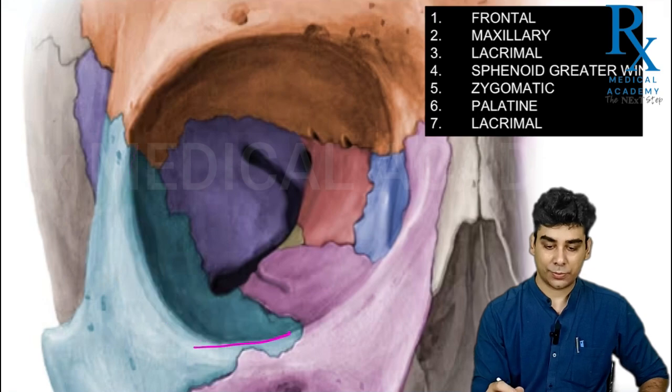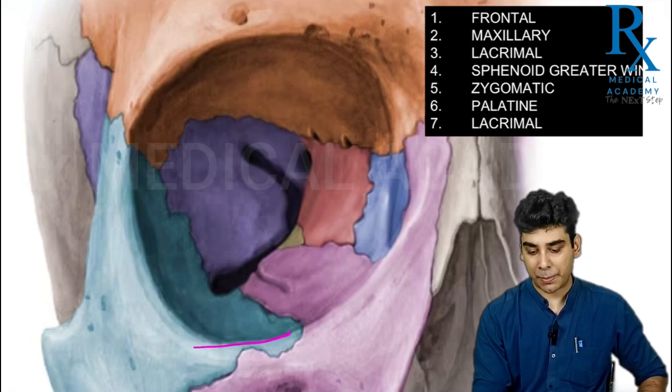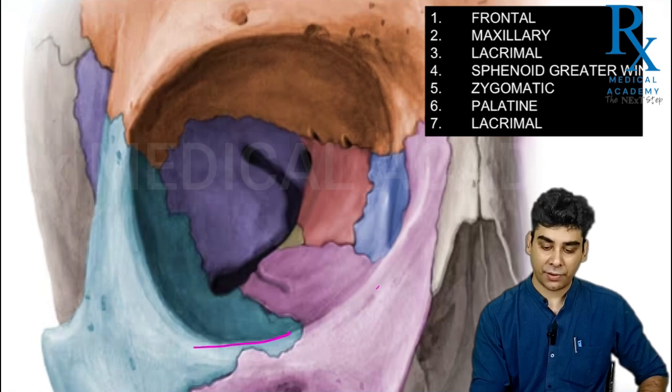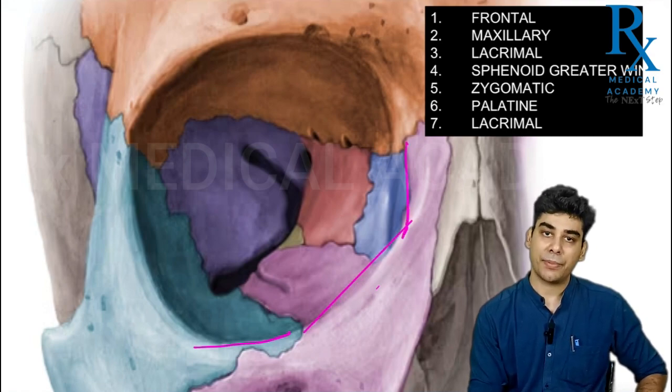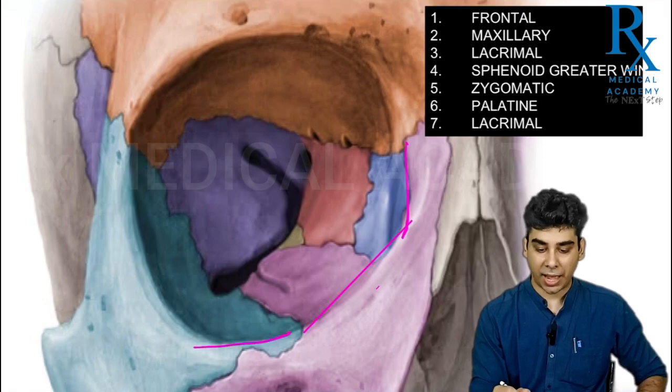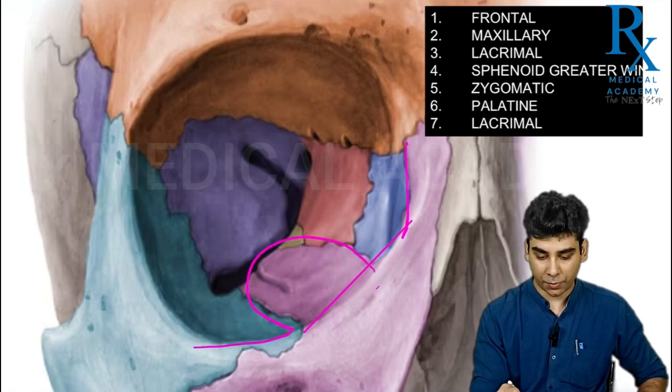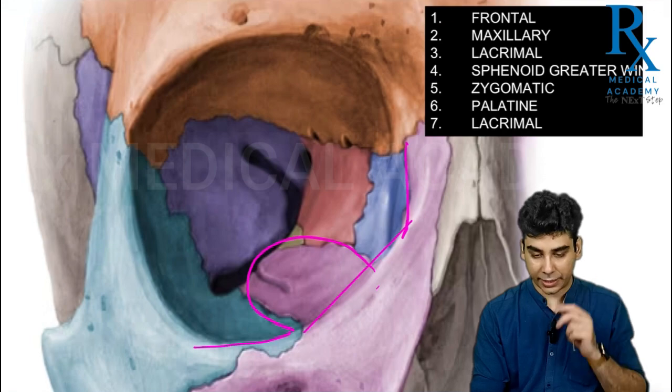Now we'll come to the third bone. Third number पे हमारे पास ये पर्पल रंग की बोन है जो है maxilla. The maxilla will form a part of the inferior margin and a part of the nasal margin, right? So maxilla भी 2 margins को contribute करती है. Maxilla will also form the floor of the orbit, which you can see over here, right?